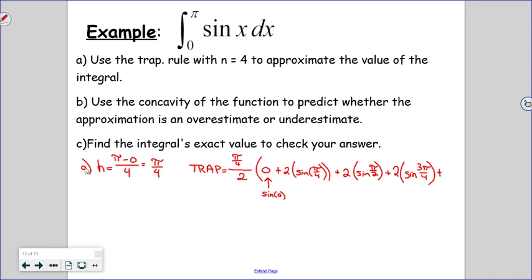Plus, and then our last one, which I'm going to run out of room for, so I'll put a little arrow here. We only get one of them because it's our last base. It's only on one trapezoid, and that is sine evaluated at that top part of our interval, sine of pi. And sine of pi is 0.